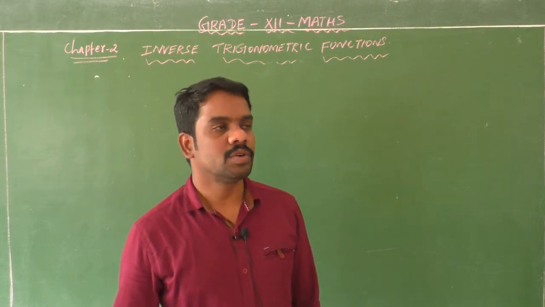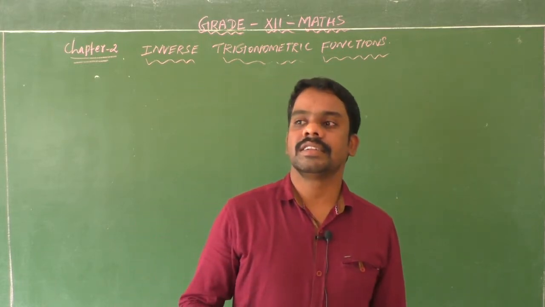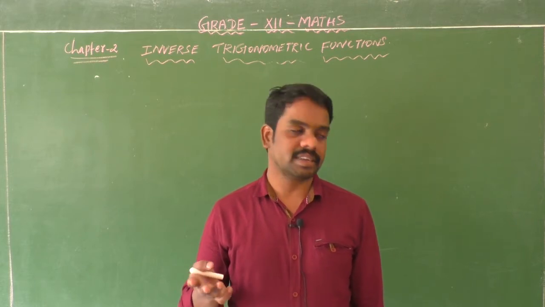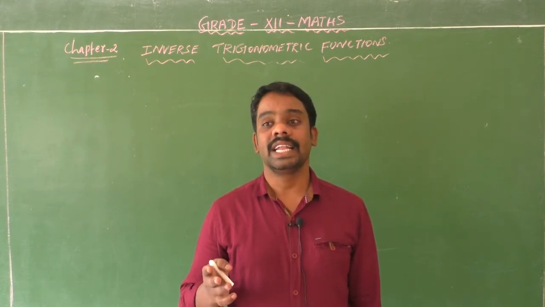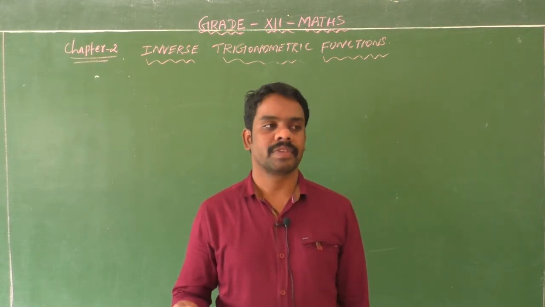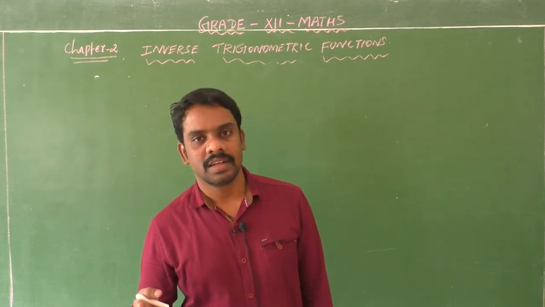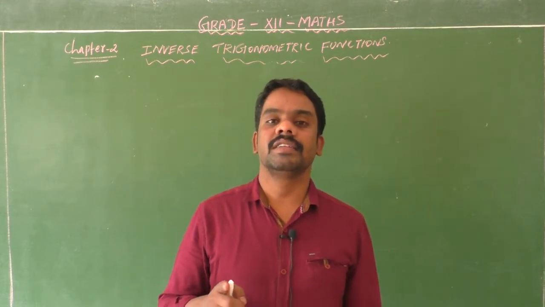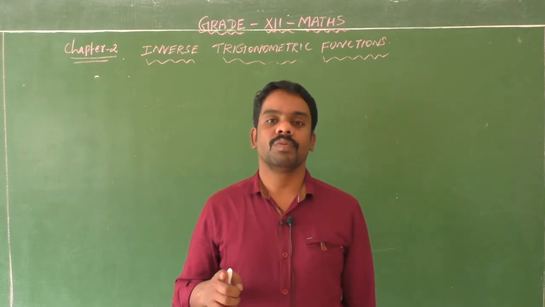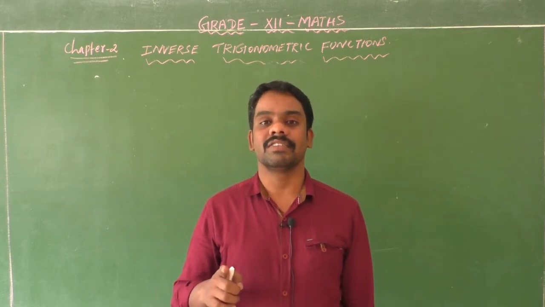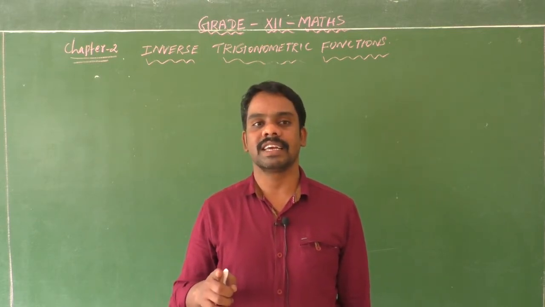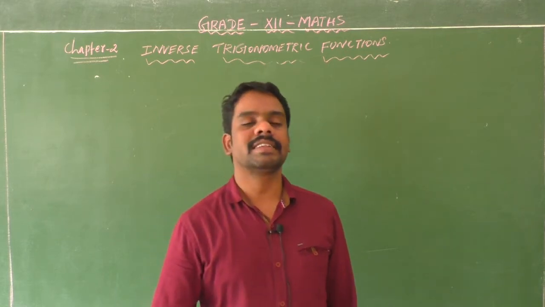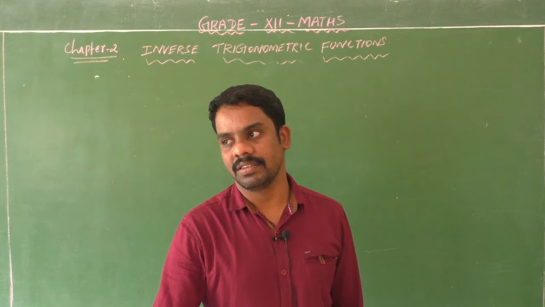Last class we discussed trigonometric functions and their graphs, the domain and range of trigonometric functions, inverse functions and inverse trigonometric functions. First one, y equal to sin x and y equal to sin inverse x. The inverse trigonometric function of sin x is sin inverse x. So we drew the graph of y equal to sin x and y equal to sin inverse x.